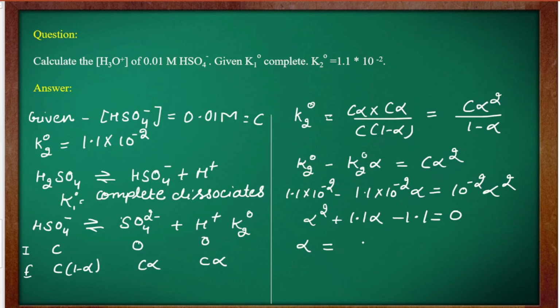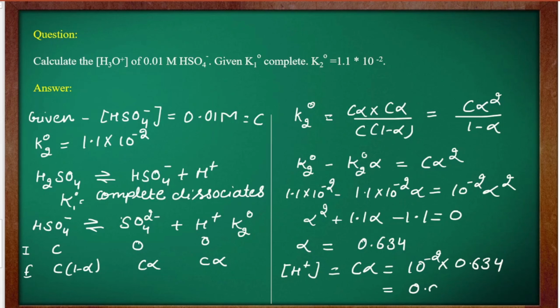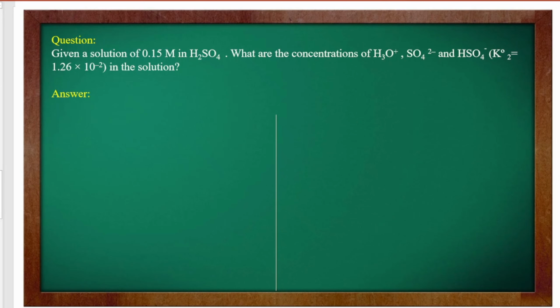Hydrogen ion concentration is C multiplied with alpha. On solving, hydrogen ion concentration is 0.00634 molar. In the above question, sulfuric acid concentration is 0.15 molar.